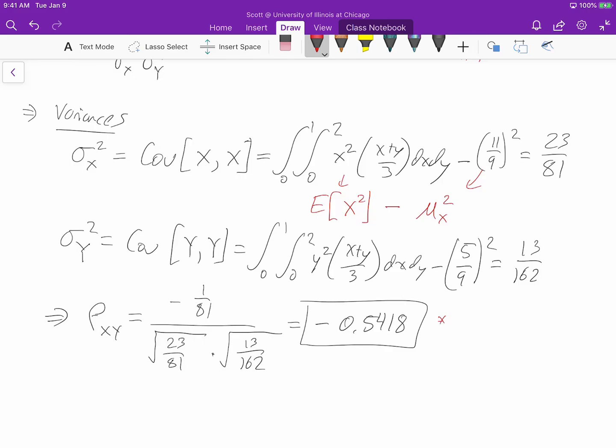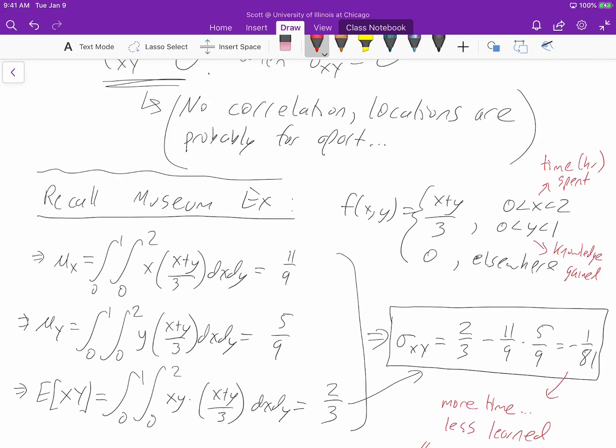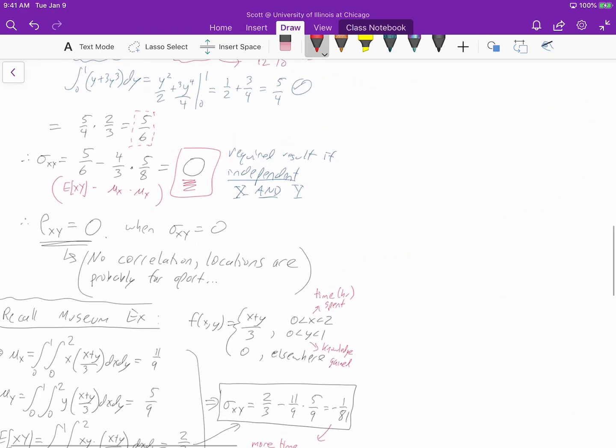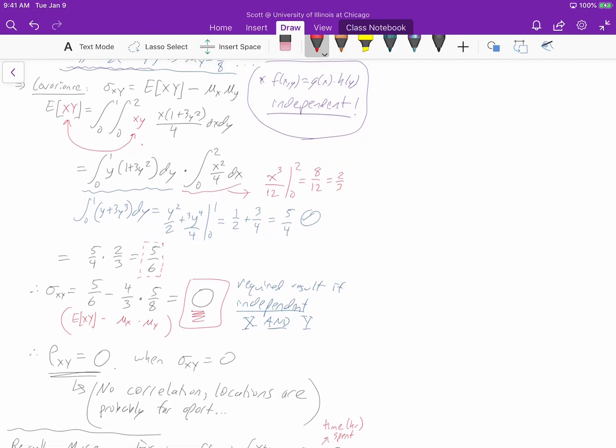So we interpret this as a moderately negative correlation. There's obviously a lot of calculations required to get to a correlation coefficient given a joint probability distribution. If we ever get a case where you get zero covariance, like the one we did earlier, it's probably built into the model that they're independent and there's going to be no correlation.